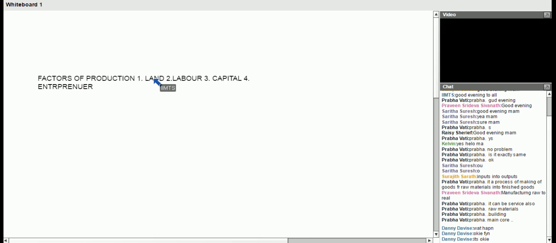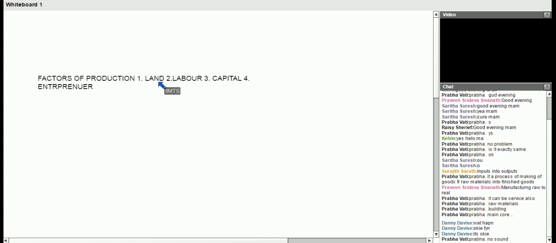So this land refers to the physical land that will be used. If it's an agricultural firm, then the land will be the only thing that is needed. But if it's a manufacturing unit, land will mean the premises, or rather the place on which the premises has been set up. Okay, the factory has been constructed. That will be the land.